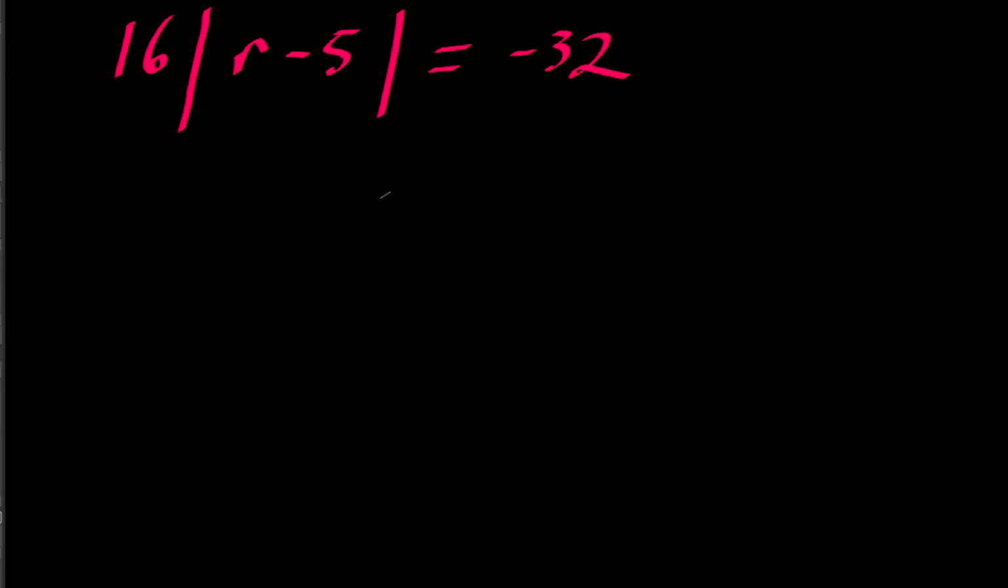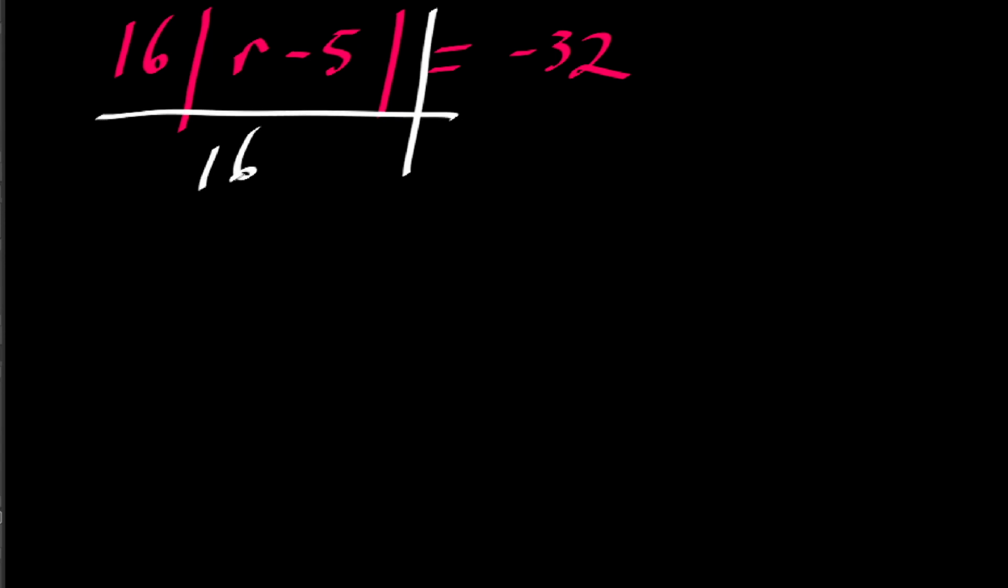Okay, so here's what I want you to do first. Isolate the absolute value. So how am I going to do that? How can I get rid of 16? Because hopefully you're saying, wait a second, 16 is outside of the absolute value, and I can't have that out there. So you tell me, how would you isolate it?